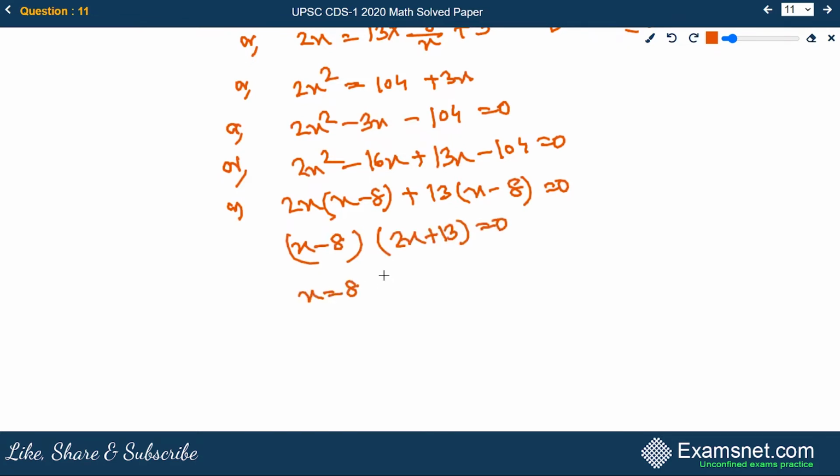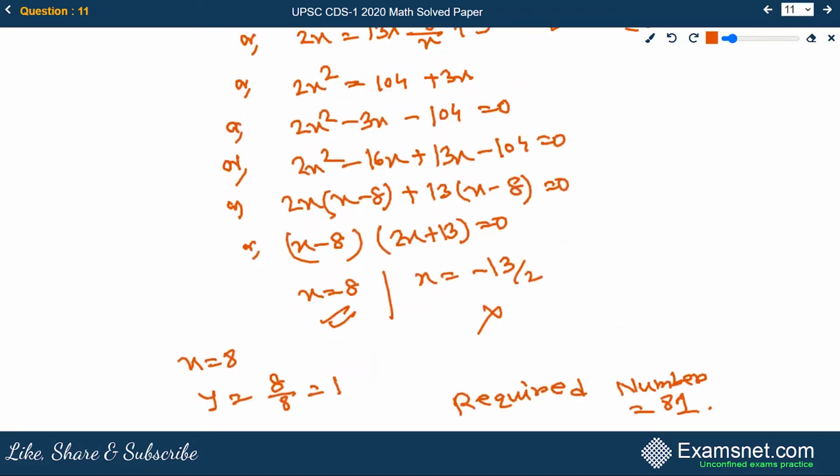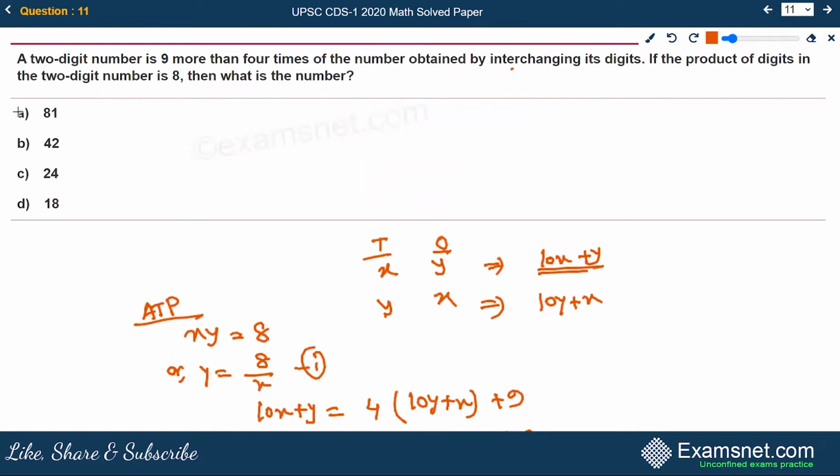So either x equals to 8 or x equals to minus 13 by 2. A digit cannot be negative in a number, so we won't take this minus 13 by 2. We will only take 8. So x equals to 8, y equals to 8 by 8, that is 1. So the required number 10x plus y is 81. Let's check all the options. Here option A is the correct answer.